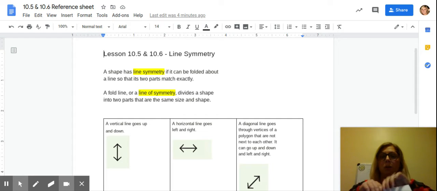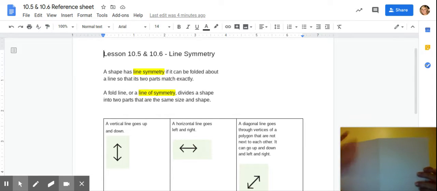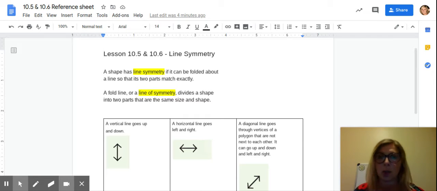Okay, you could also fold it this way. So there is another line of symmetry because when I open it, this side is the same as this side and the top half is the same as the bottom half. Okay, so that is a line of symmetry. It can be folded about a line so that the two parts are exactly the same.